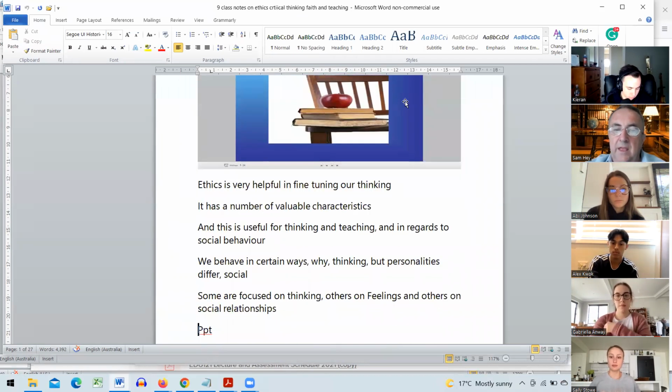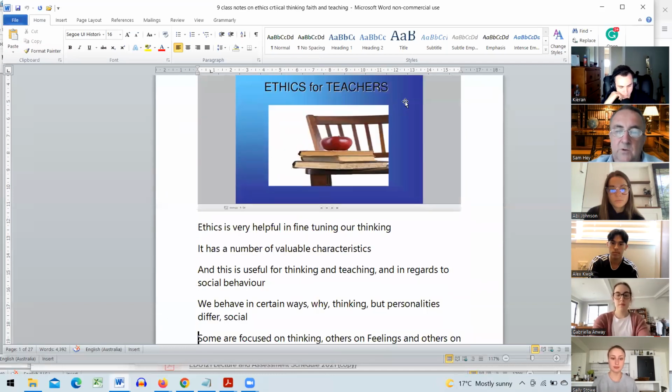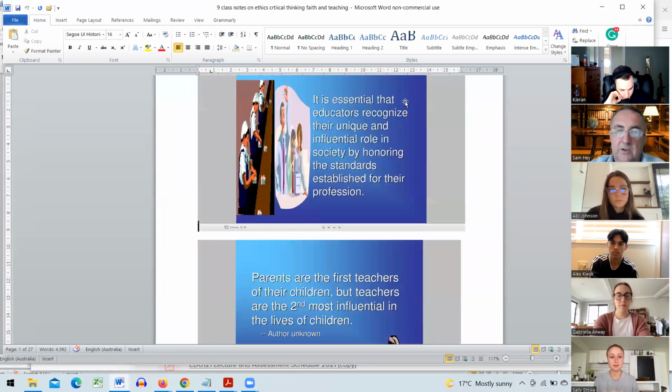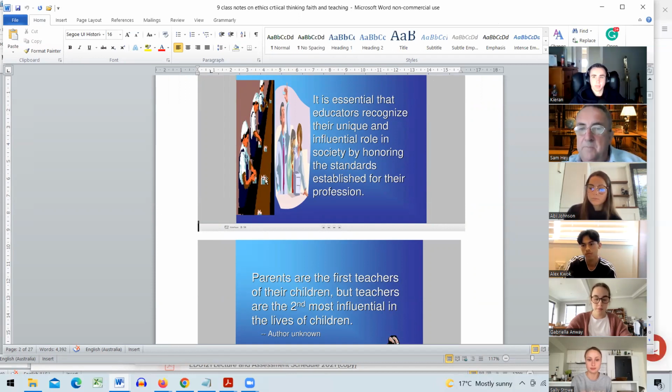Ethics is useful for teaching us about social behavior and relationships. It's also useful for helping us understand feelings and social relationships. It's essential that educators recognize their unique role that they have in society by honouring the standards that they have and that the people and organisation around them have. And it's important to realise that some places are going to be more positively, ethically oriented than others.